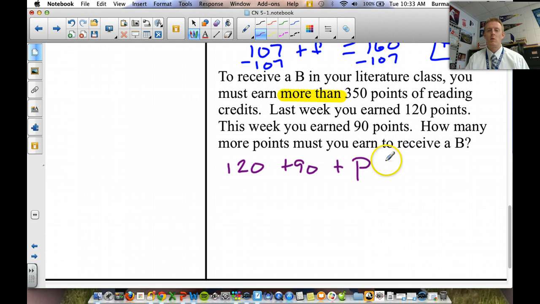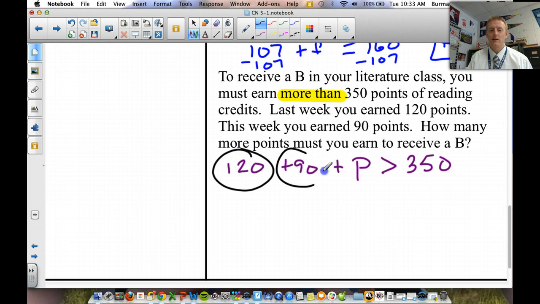So we're talking about more than, must earn more than. So that's going to be a greater than 350. So all of this stuff combined has to be greater than 350. If you get 350 points, you've earned a C or a B minus. So that's not going to be earning a B like we're looking for. So again, just like we did in the previous problem, we're going to combine like terms because they're on the same side of the inequality.